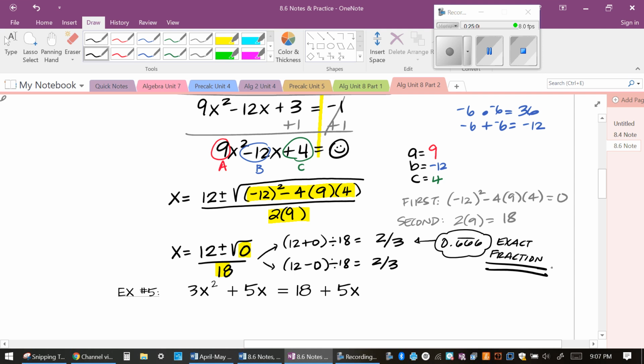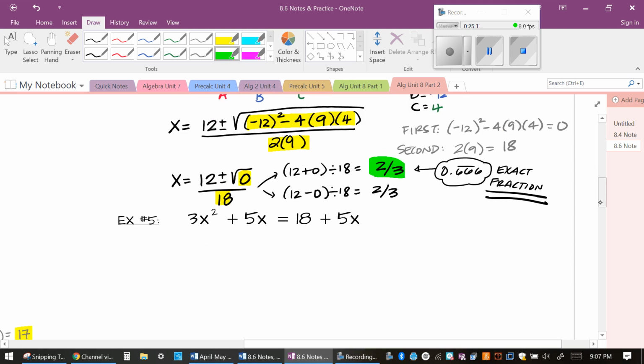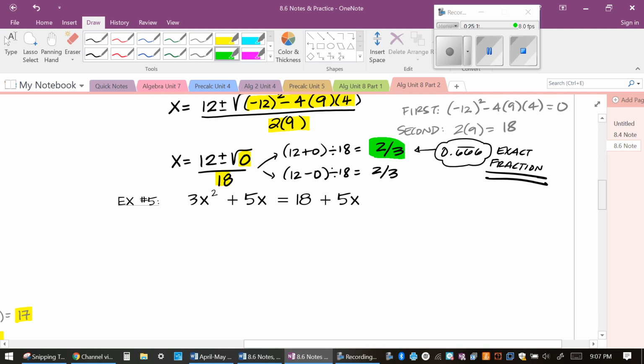Some of you have to push your second ABC button. Some of you with your graphing calculators have to push math, enter, enter. But the answer is 2/3, or 0.666 repeating. Again, if you get a repeating decimal, make sure you don't round it. Make sure that you write it as an exact fraction.